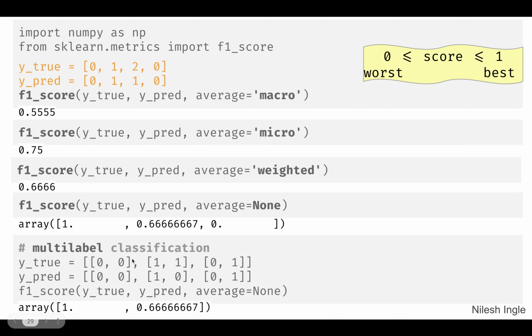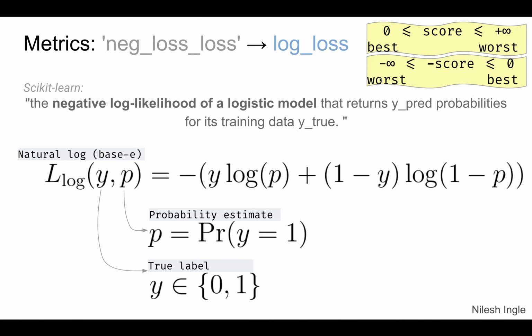And this can also be used for multi-label classification, where we get the values of F1 score shown below. Again, here we are switching how it is interpreted. A value of 1 is the best, and then 0 is not a good value.